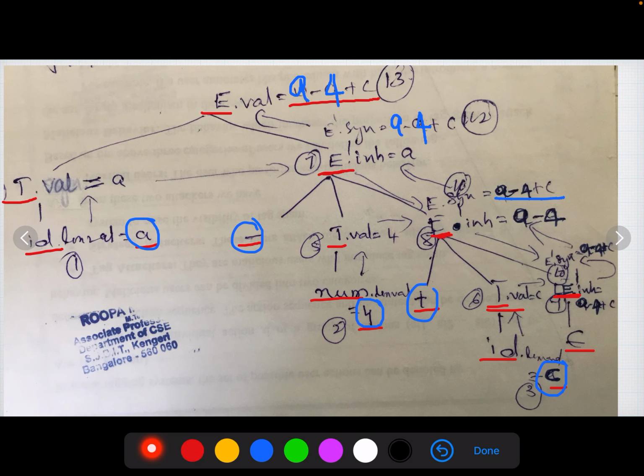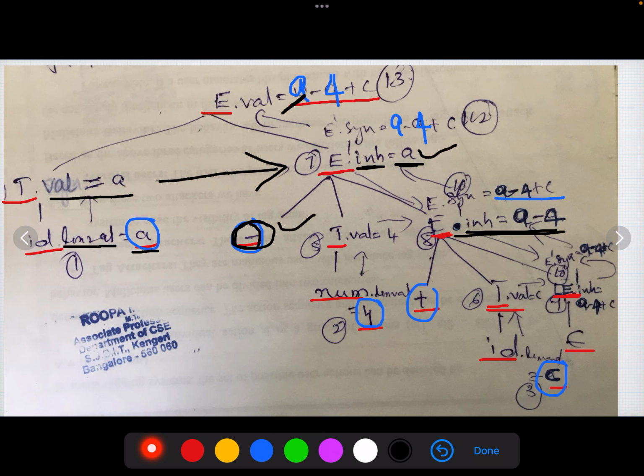So annotation makes use of id dot lexval, which is a, because I have to obtain a, and that value is considered as synthesized. Next, this operator requires two values for the computation, so that's why it takes a value from the sibling. Therefore, this inherited value becomes a now, and this a comes down here for the computation. So it becomes a minus 4.